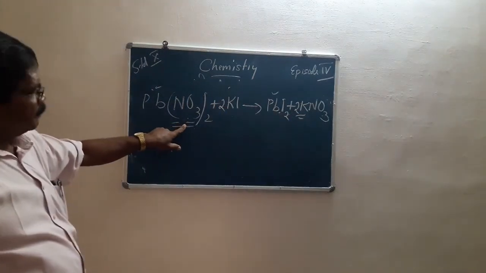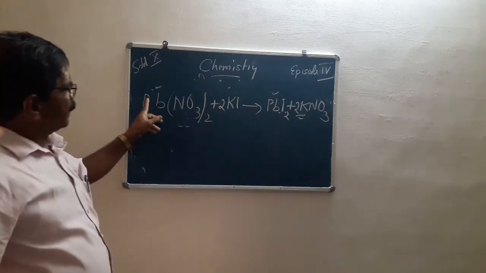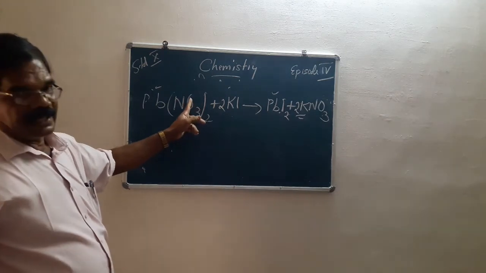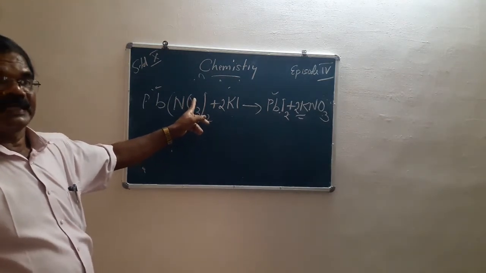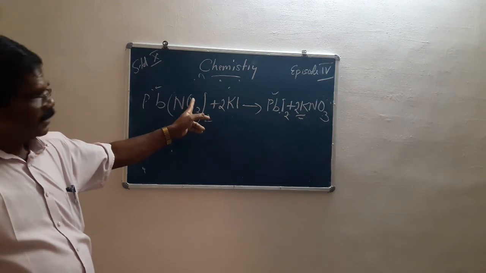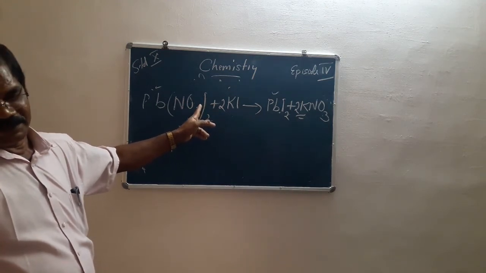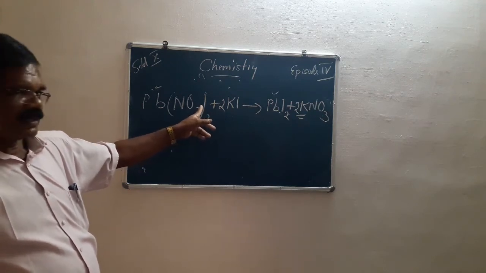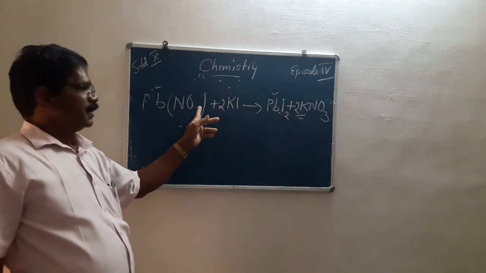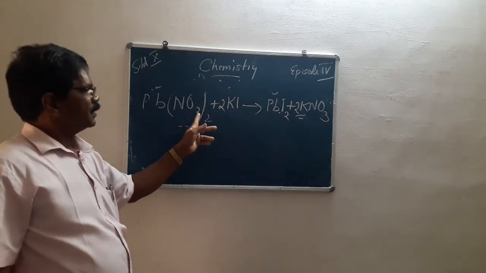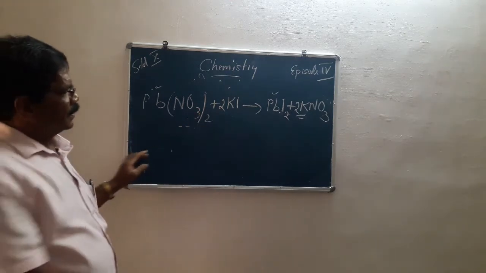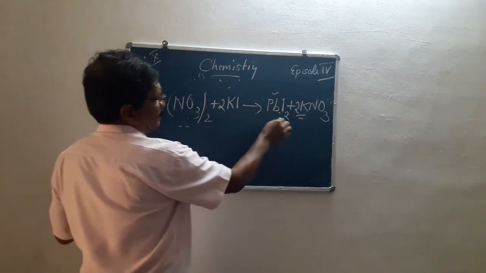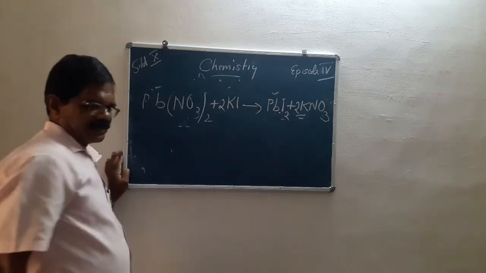Then we again note down whether the equation is balanced or not. 1 Pb, 1 Pb, 2 NO3. NO3 is a radical. A group of atoms having a charge is known as a radical. In your 9th standard, writing molecular formula of substances, on page 37 of the standard 9 textbook, you have all these matters. You can remember that chapter. Here nitrate 2, nitrate 2, 2 I, 2 I. So this is a balanced equation.